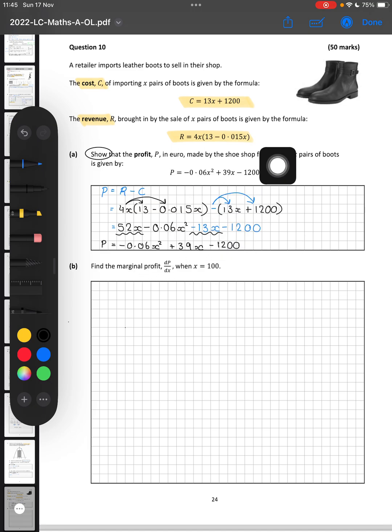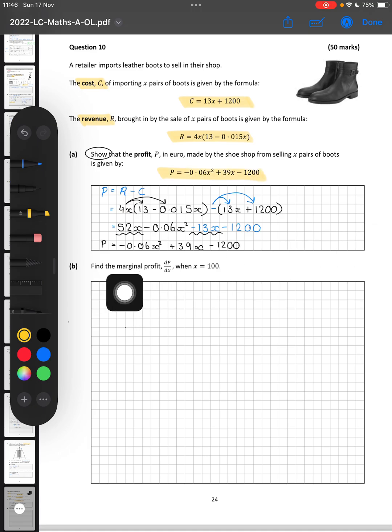And that is exactly what they asked me to get. So it's just a bit of confidence given to myself there that I got the correct answer, but I still had to show it. The other thing that's great about them giving you the answer is that even if you didn't get part A, you can still do part B. Part B needs the equation for the profit, but they actually gave that to you up here.